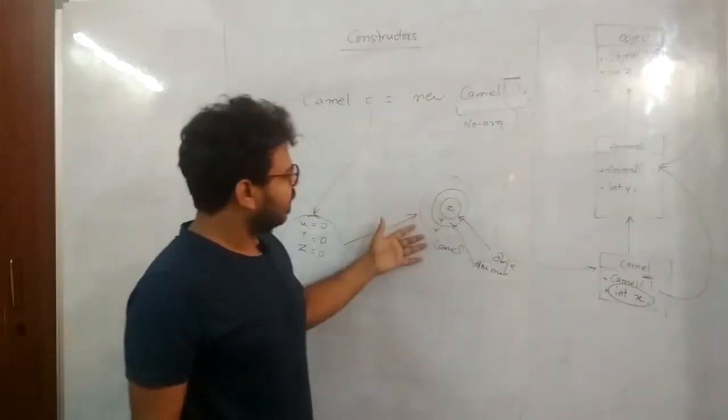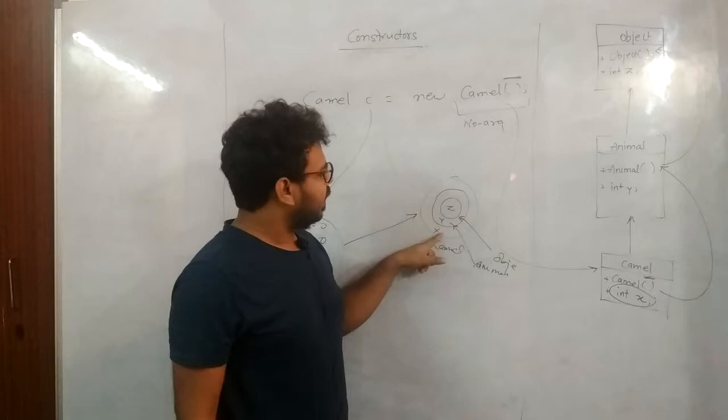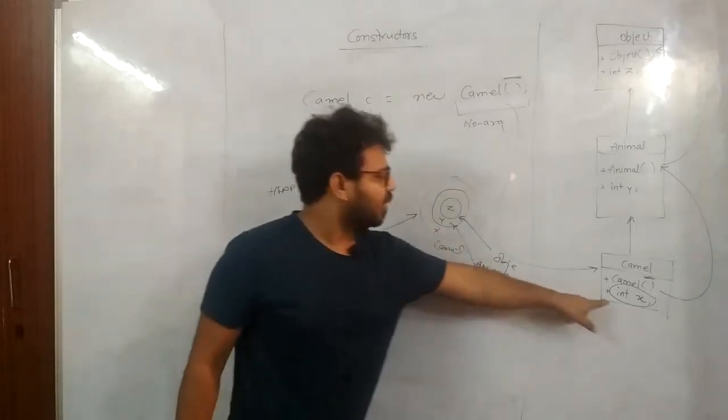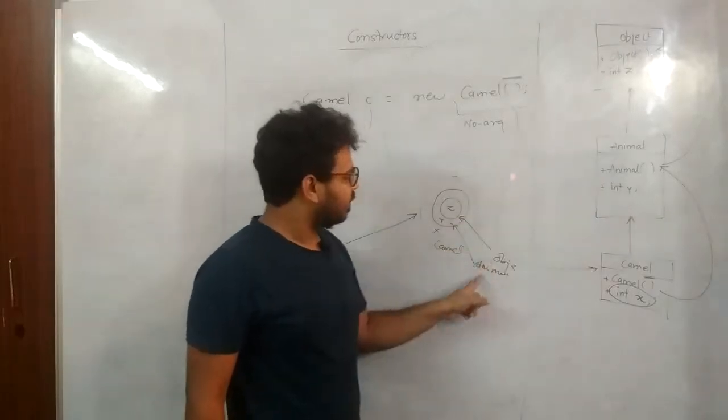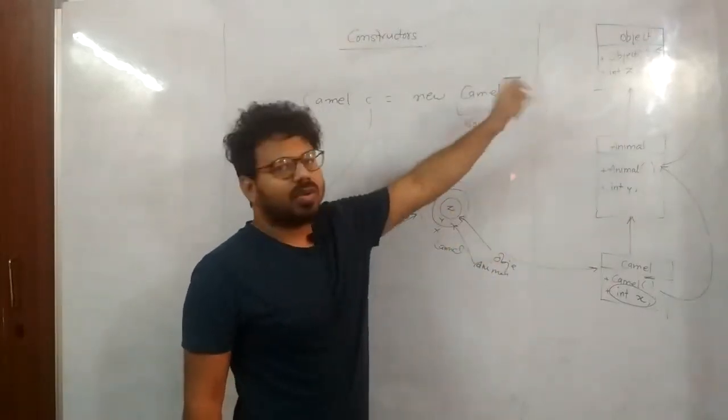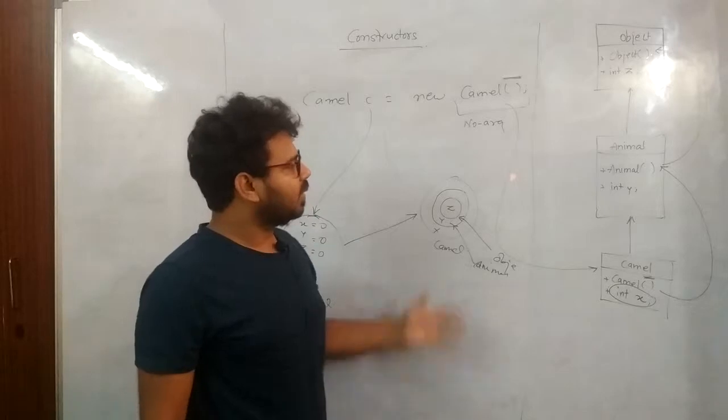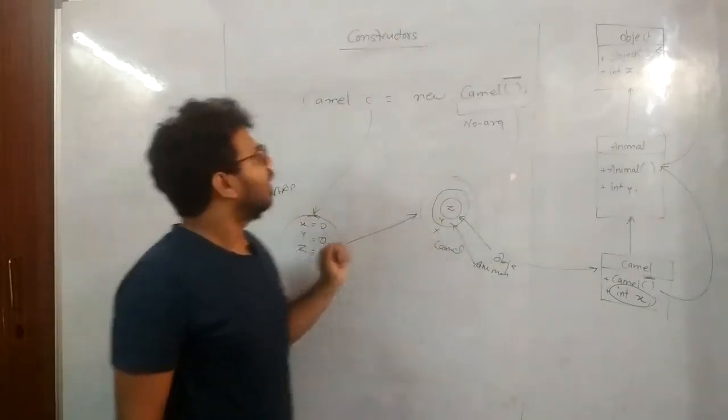So here you can see x from the camel, y from the animal, and z from the object. Till now I think you are clear.